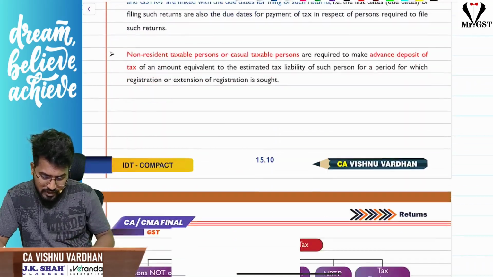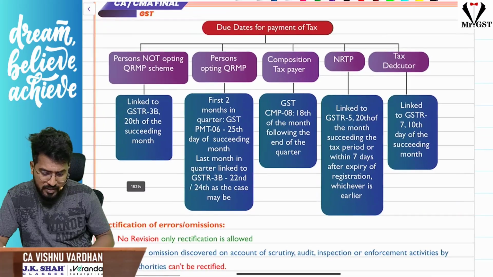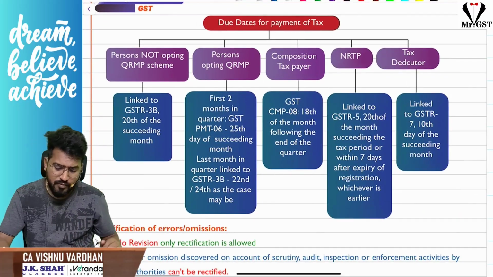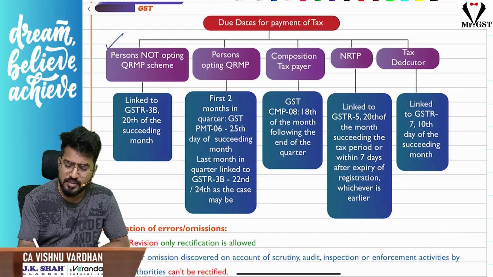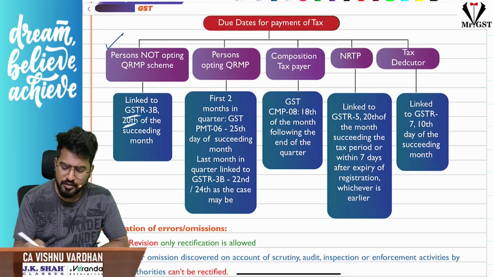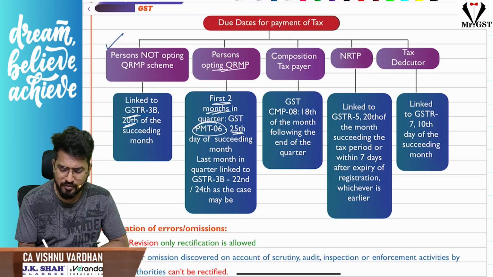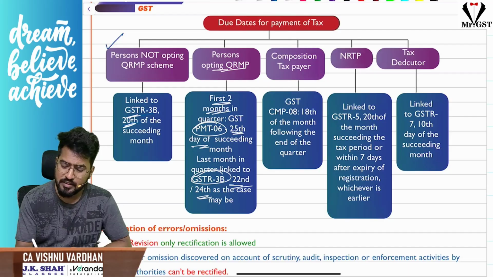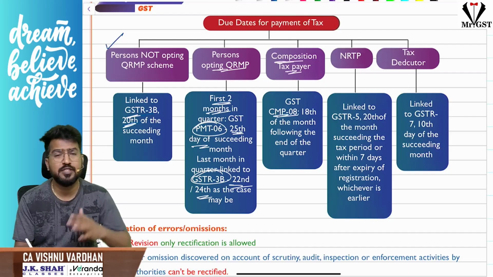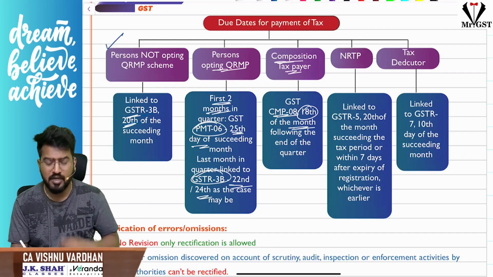Next, due dates for payment of taxes. As you all know, the due date for payment of tax, if you are not in the QRMP scheme, is linked to GSTR 3B, 20th of the next month, correct? Suppose you are opting for the QRMP scheme: for the first 2 months, PMT 06 on 25th of the next month, and then you will file 3B after the quarter is over, with 22nd or 24th as the due date. Sir, if you are a composition taxpayer, GST CMP 08 is due on 18th of the next month after the quarter.